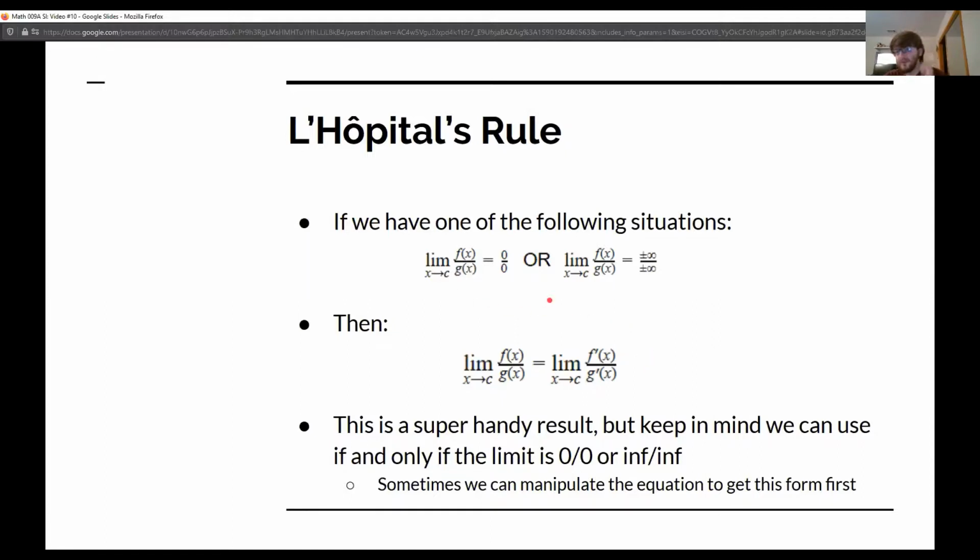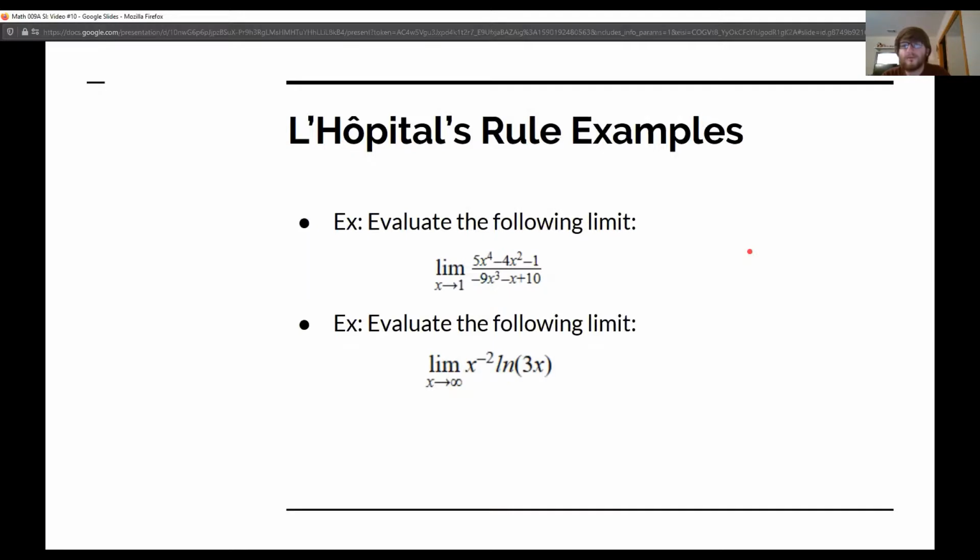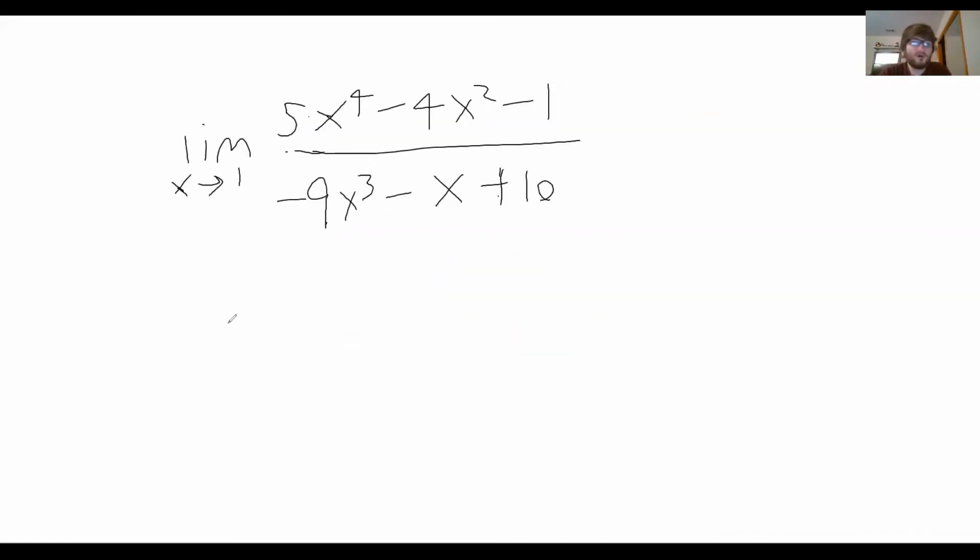So there might be some cases where we can't use L'Hopital's at all, or sometimes we can manipulate the equation to get it in the form that we want it to be in. We're going to look at 2 more examples, and then we'll be done for today. So here's our first example of L'Hopital's rule.